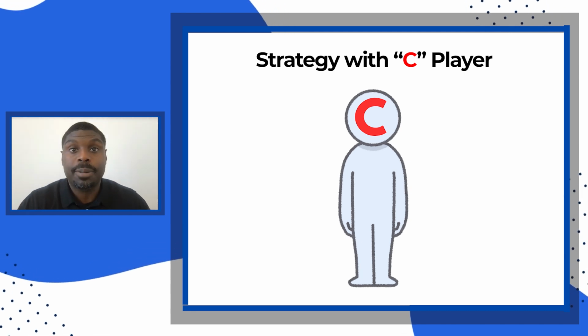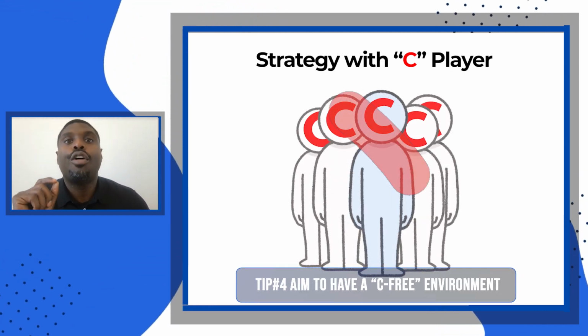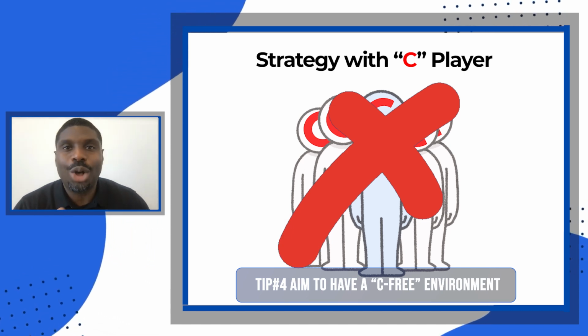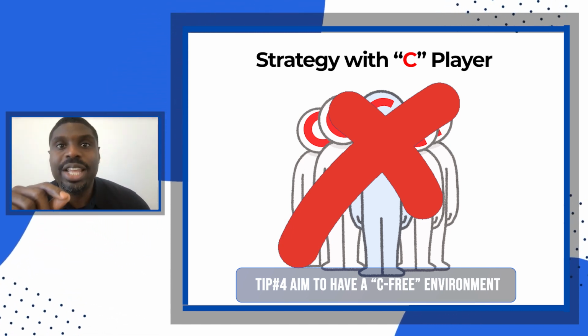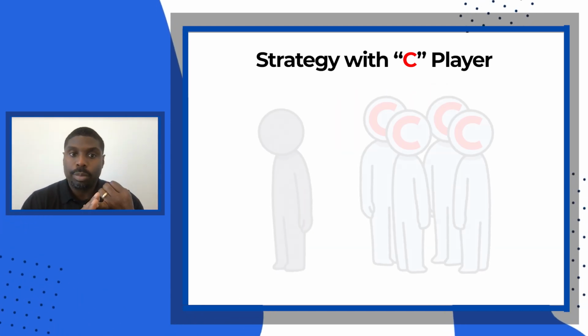Your C players, he says that you want to aim to have a C free zone. A C free zone, meaning you don't want to have C players around. C players ruin the morale.